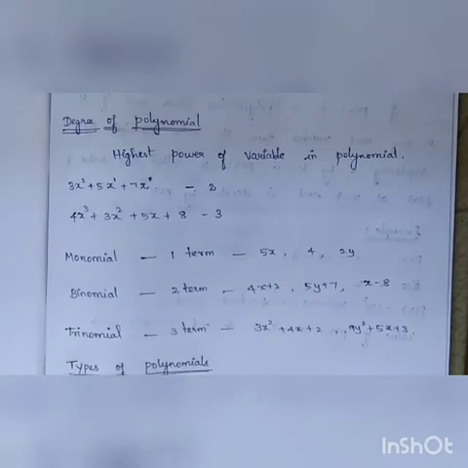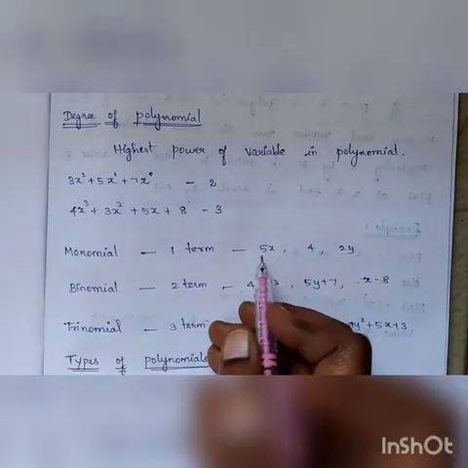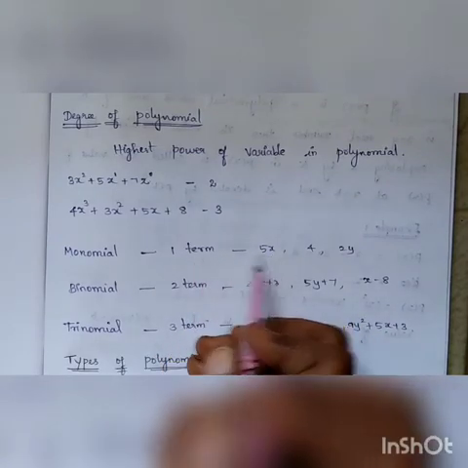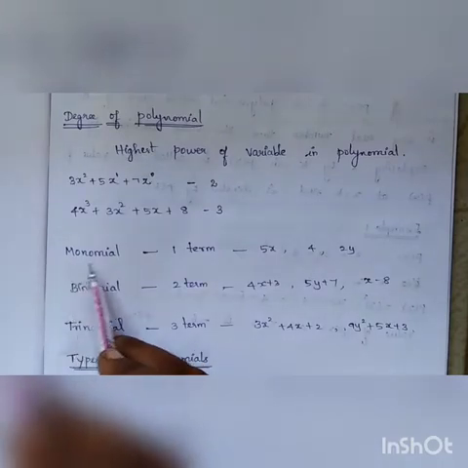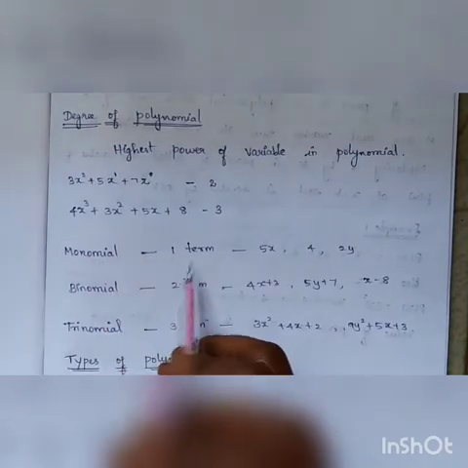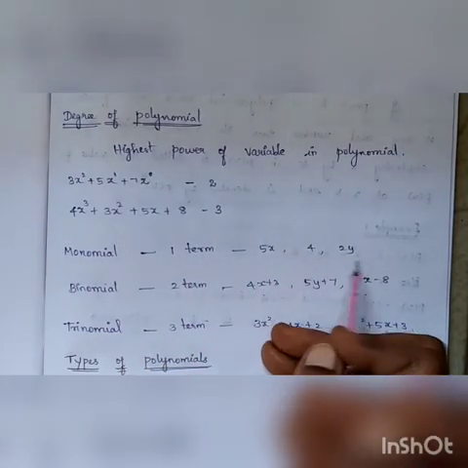Now see here, if this polynomial has only one term, that is a single term 5x, then the name of that term is called a monomial. Mono means one, nomial means term, so one term. Monomial means one term, only one term, that 5x. These are the examples given here.